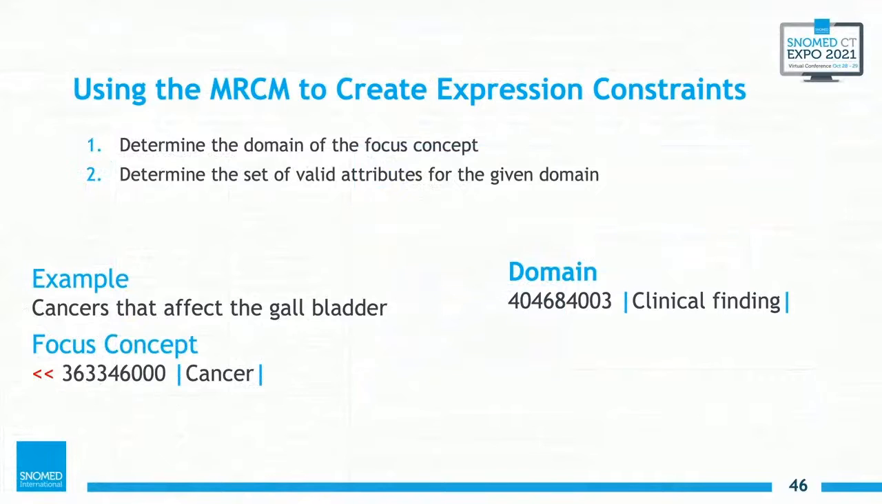Once we know the domain, in this case, clinical finding, the next step is to determine the set of valid attributes that can be applied to that particular domain. Now for this, if we're querying pre-coordinated content, we could go to the editorial guide. But if we're querying post-coordinated content, or a mix of the two, then we should look for the rules in the MRCM browser. So let's go there.